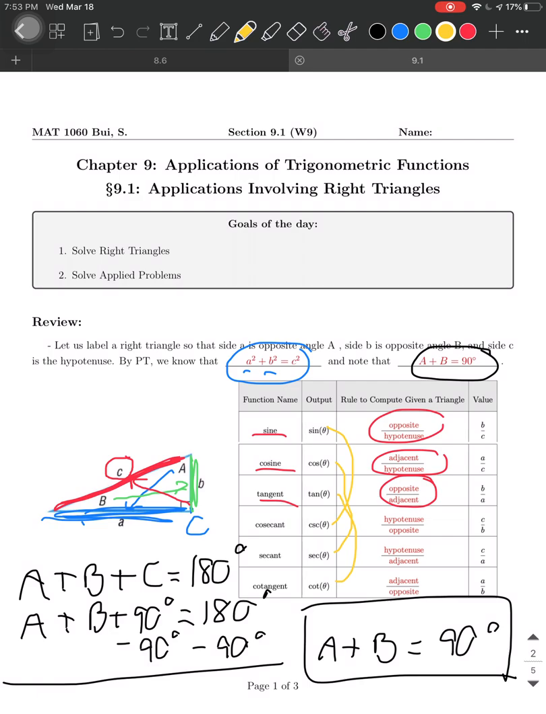And just a really quick recap in here. Make sure that you always label angle C for the right angle, okay? The only right angle that we have in a right triangle is always C. Don't call it A, don't call it B. It has to be C because I said so, okay? And moving on to the next page.